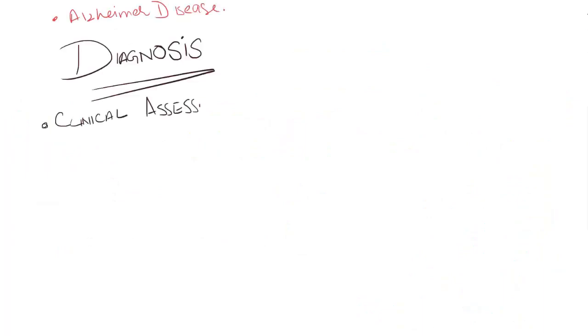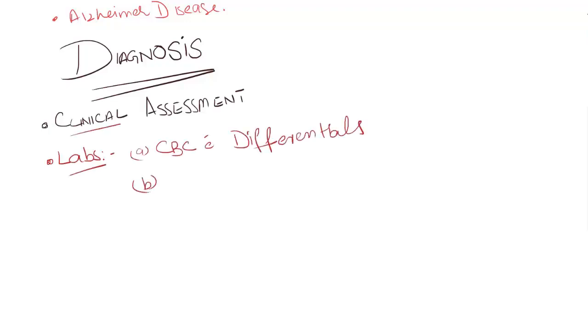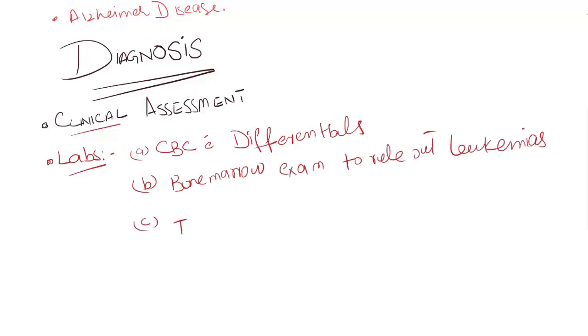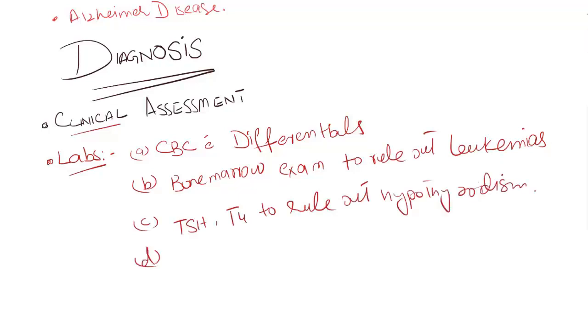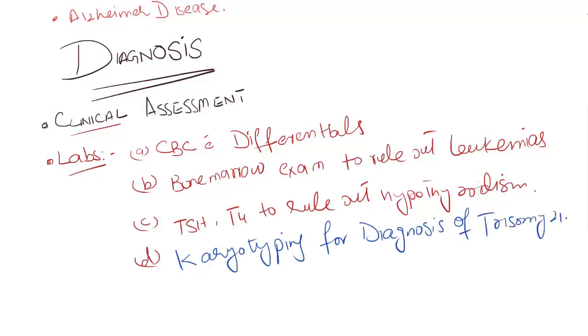Now, how to diagnose a patient with Down syndrome? First of all, clinical assessment is very important. Next, we will get help from the labs. First, complete blood count with differentials, bone marrow examination to rule out leukemias, thyroid stimulating hormone and T4 to rule out hypothyroidism, and karyotyping for diagnosis of trisomy 21.